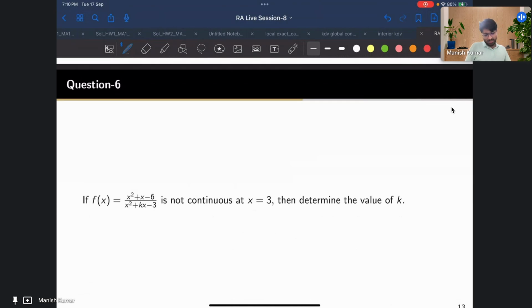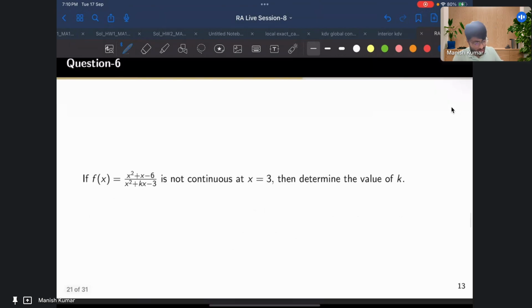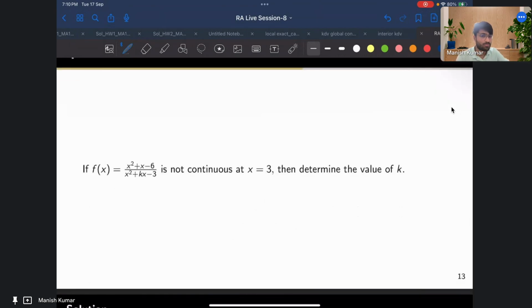Here again is a similar kind of thing to what we have seen earlier. This is the function that has been given to you. This is a rational function. So you have to find the value of k for which this function is not continuous at x equal to 3. You know this thing, that a polynomial is always continuous, right? You know this, no?